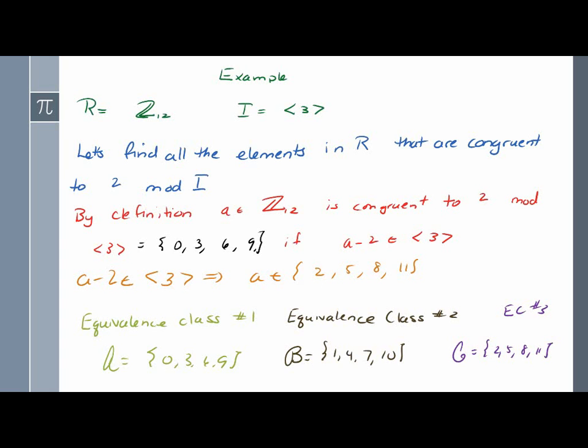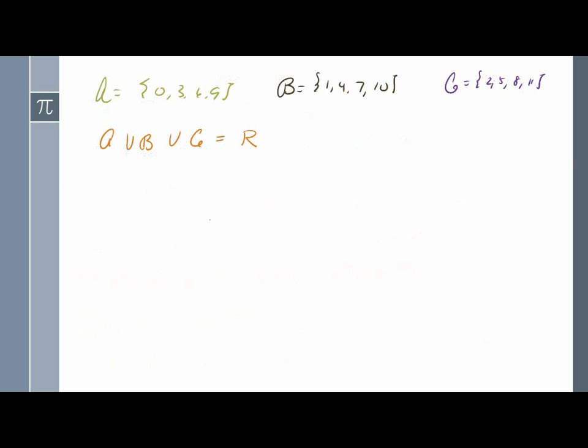Look, it does all the same things that cosets do. When you did this with cosets, what you noticed is, how do you know you're done? Well, you union up your cosets, and you get the whole thing. Union up these 3, what do you get? Z12. So I get R back. They partition R.